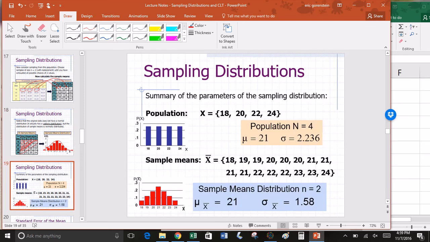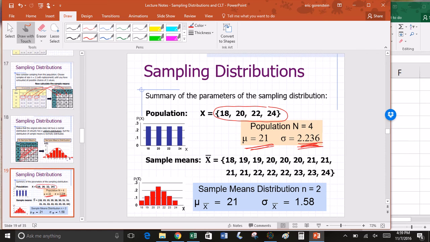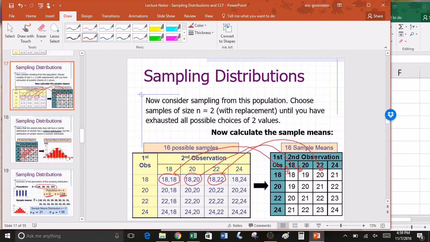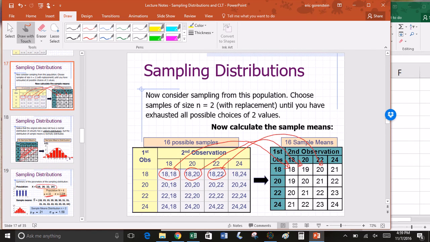So now, for a very small example like this, for the population, we could calculate the mean and the standard deviation. And if we look at the previous slide, each one of these is an x bar.